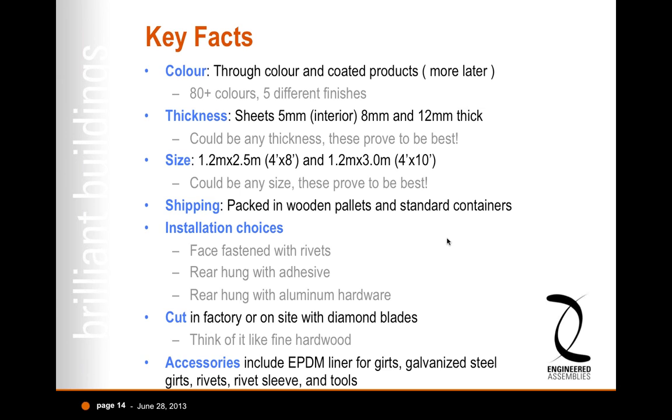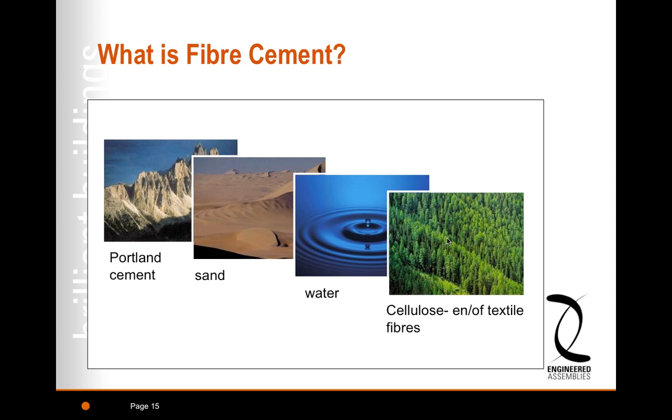Some of the accessories that go with this system are an EPDM liner on the girts, galvanized steel girts, rivets, a rivet sleeve, which I'll show you, and tools. Fiber cement is made of very simple materials: Portland cement, sand, water, and cellulose textile fibers. It's not concrete. The difference between this and glass fiber reinforced concrete is that it's fiberglass. It also has aggregate that comes from making concrete, and that introduces all sorts of other contaminants and material systems that aren't repeatable.